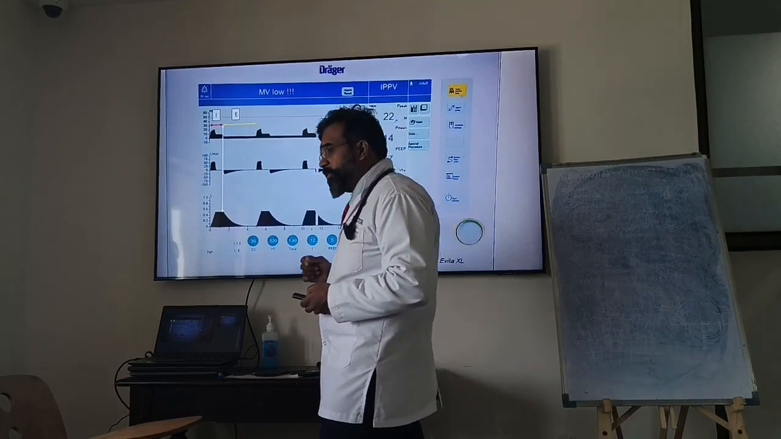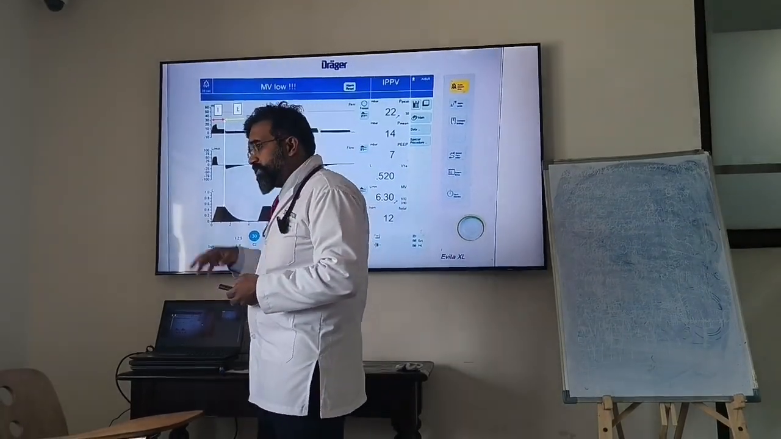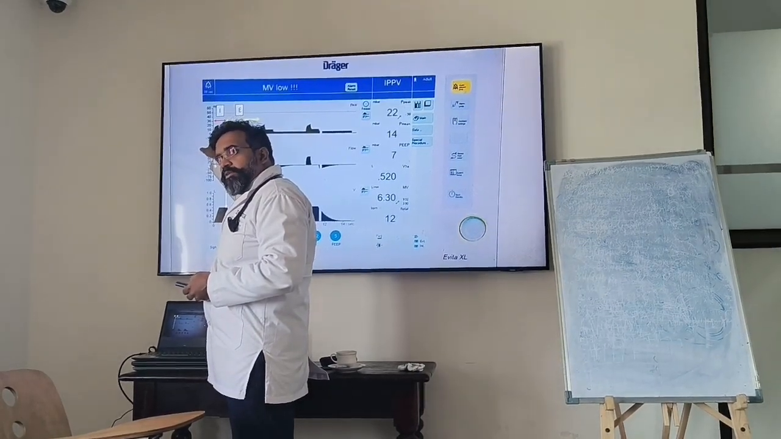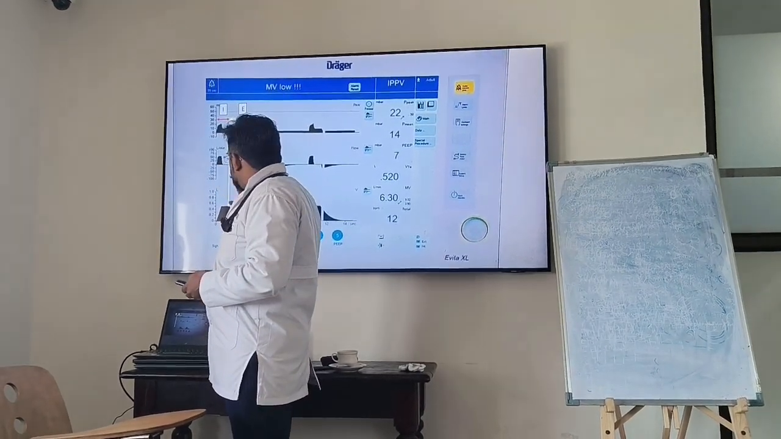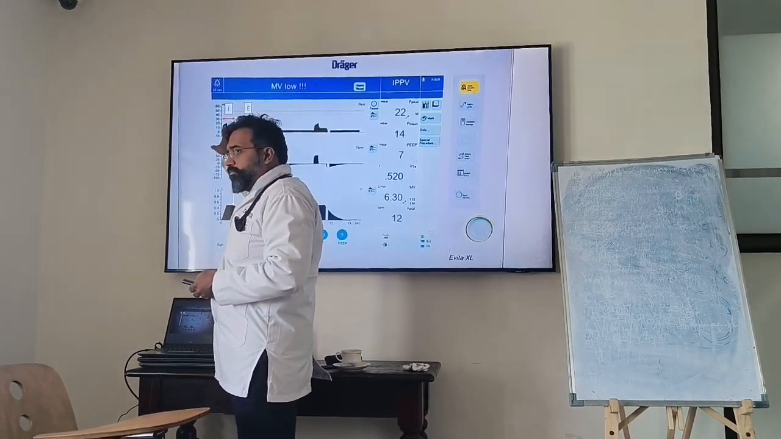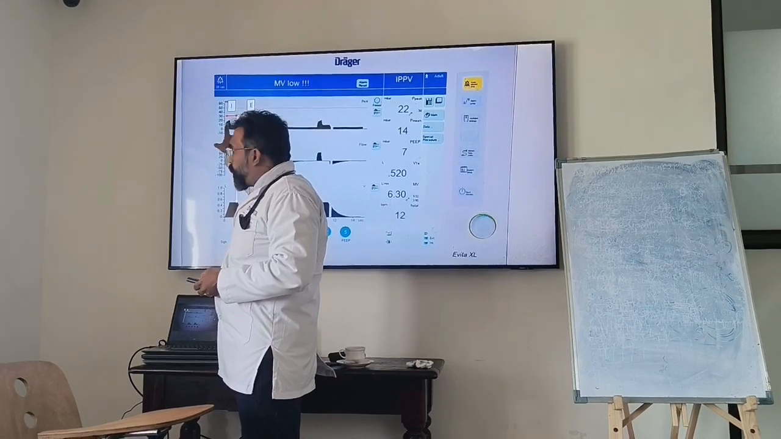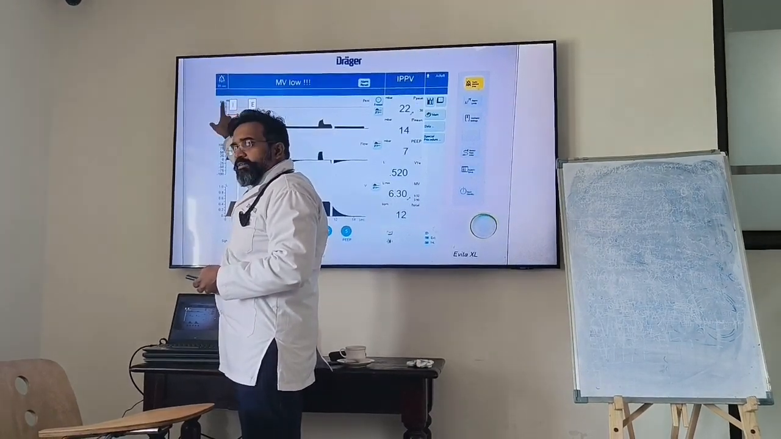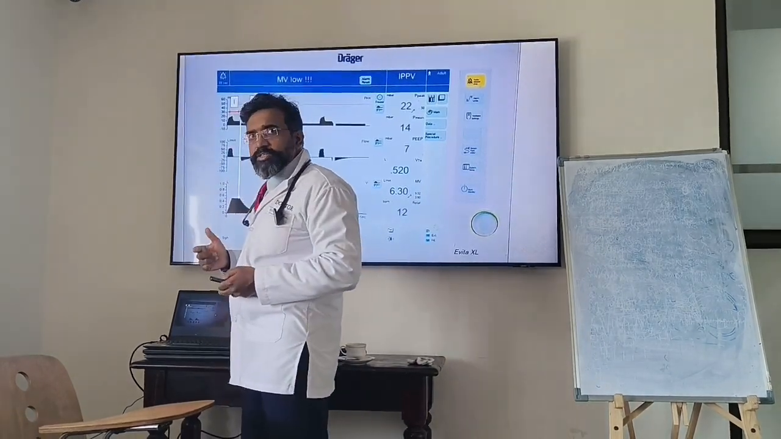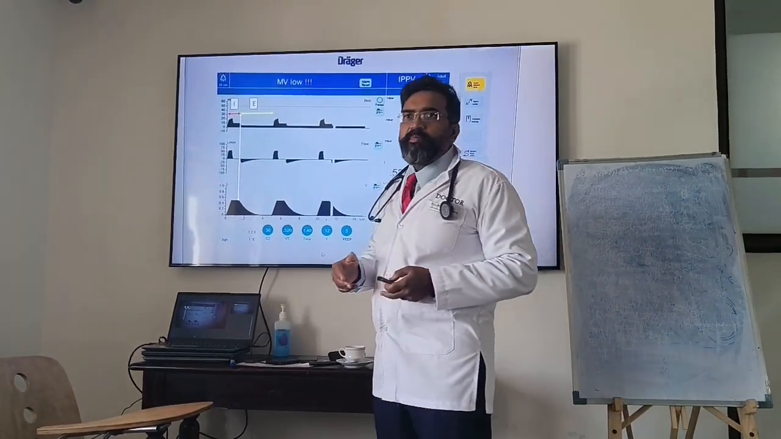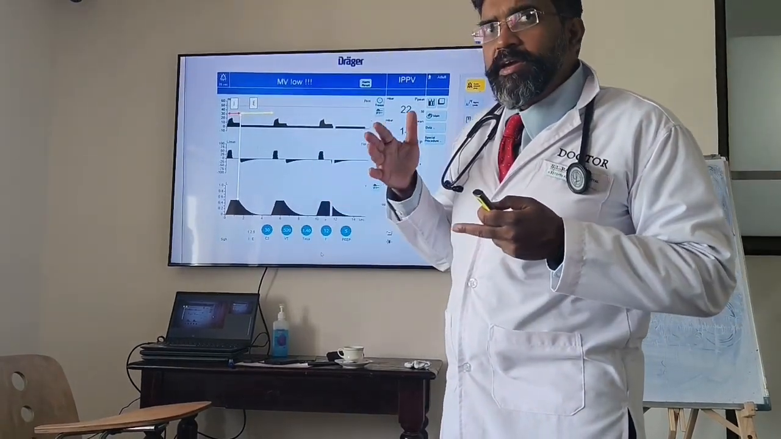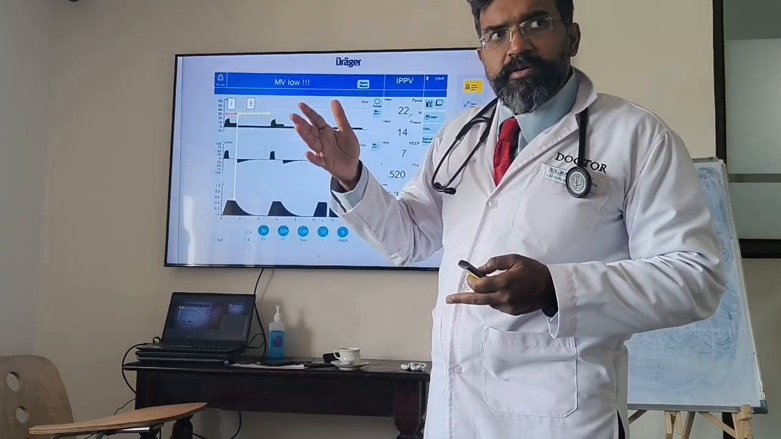What will change if I put an inspiratory pause? What is going to happen is the same tidal volume will actually go in, in a shorter time. So what will happen to the pressures? Pressures will increase. So if I change my I ratio from 1:2 to 1:4, my pressures will go up.